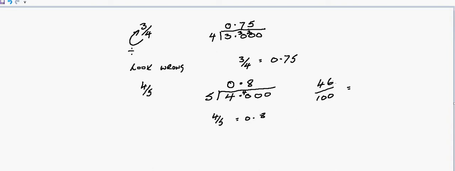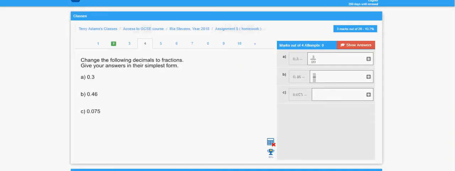So 46 I can divide by 2, and 100 I can divide by 2. So 46 divided by 2 is 23, and 100 divided by 2 is 50. And I can't go any further than that, because there's nothing that will go into 23 and 50. So my answer is 23 over 50.